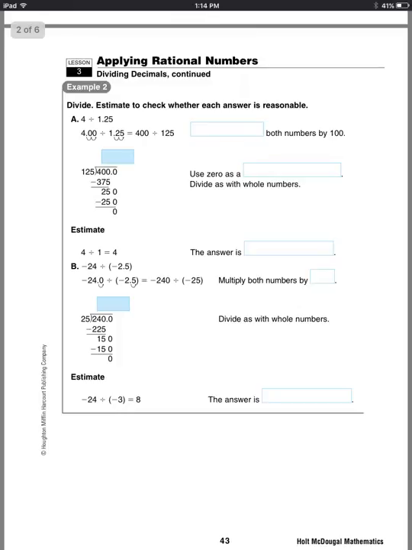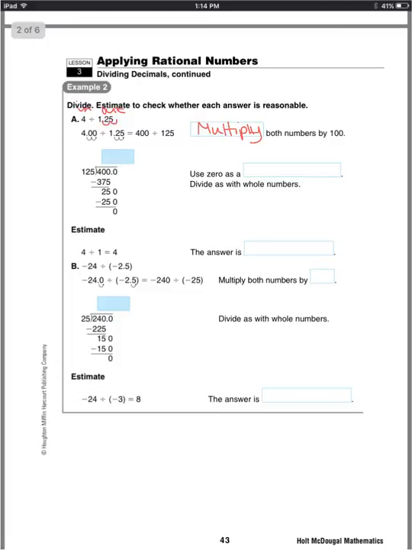Now we're going to divide and estimate to check whether each answer is reasonable. So we are going to multiply both numbers by 100 because this is your inside, this is your outside, and the outside number decimal has to go to the end. And if we move the outside decimal twice to the right, we have to move the inside decimal twice to the right, which means we add 2 zeros because it's already a whole number. So, still inside and outside, okay? And once you have this set up here, you can use a calculator and you get 3.2. 0 as a placeholder.